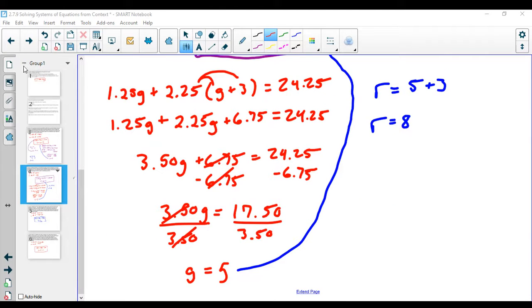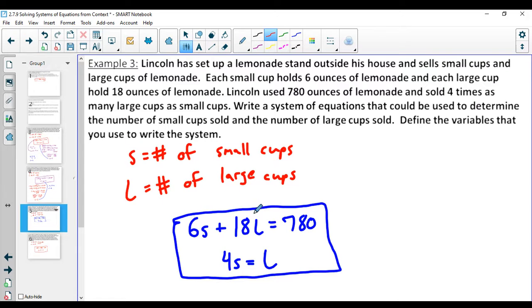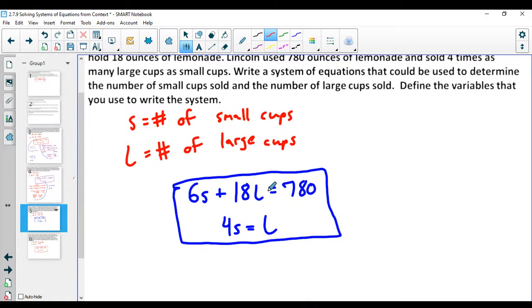Okay. Probably only have time for one more. So Lincoln has set up a lemonade stand outside his house and sells small cups and large cups of lemonade. Each small cup holds 6 ounces of lemonade, and each large cup holds 18 ounces of lemonade. Lincoln used 780 ounces of lemonade and sold 4 times as many large cups as small cups. Write a system of equations that could be used to determine the number of small cups and the number of large cups sold. So number of small cups, number of large cups, that's what I'm making my variables, S and L. And now we're going to solve this.